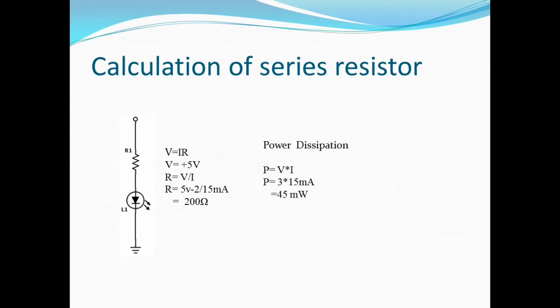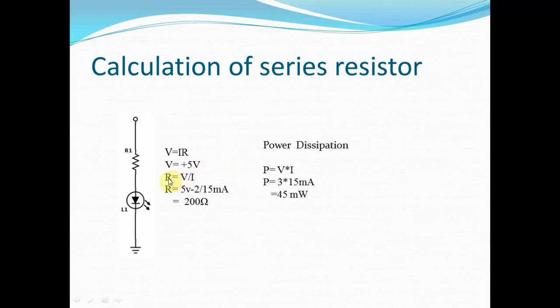So let us see the calculation for the series resistor. Here I have applied a plus 5 volt supply, then one resistor, and then a series LED connected. Whenever your LED is in the on condition, there is some forward voltage drop for that LED, and that forward voltage drop is in the range of 1.7 to 2 volt depending upon the color of the LED, and therefore you also have to consider that forward voltage for calculating the value of resistor R connected in series.